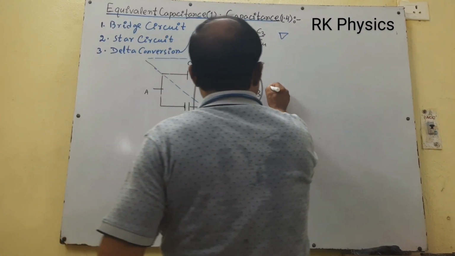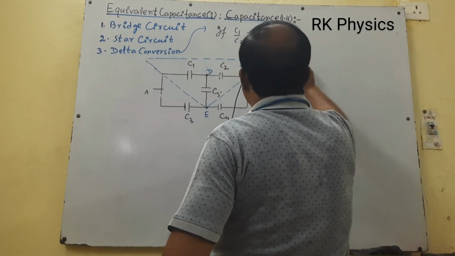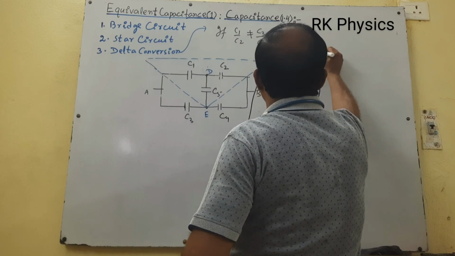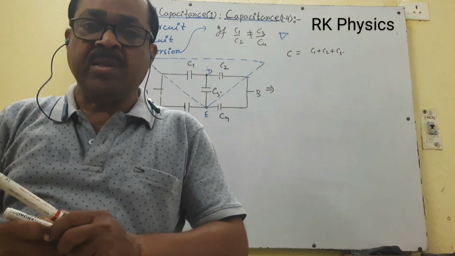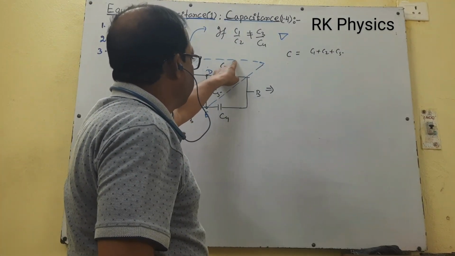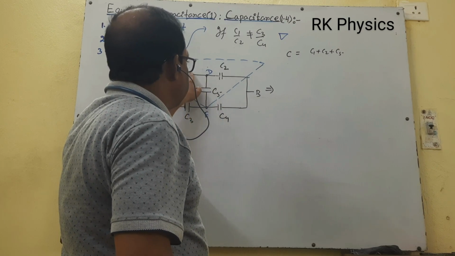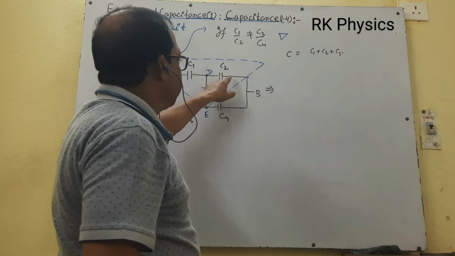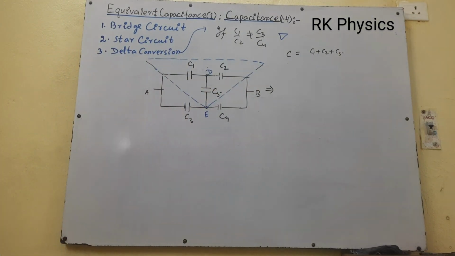Then the equivalent circuit is, before drawing the equivalent circuit, assume a capacitance C equal to C1 plus C2 plus C5. How many capacitors are there in the delta? There are three branches. This is a T-type body. C1, C2 and C5, three capacitors are within the delta. So you put C equal to C1 plus C2 plus C5.